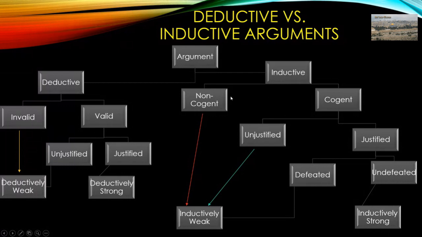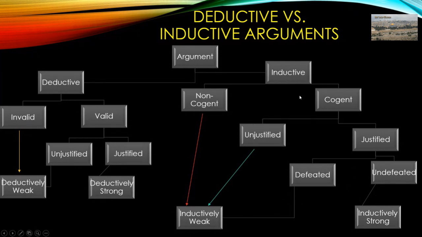Now, with inductive arguments, you have to ask, is the argument cogent or non-cogent? If it's non-cogent, it's automatically inductively weak. Now, if it's cogent, then you have to ask, are the premises justified or unjustified? If it's cogent but the premises are unjustified, it's automatically inductively weak. If it's non-cogent and the premises are unjustified, it's inductively weak. But if you get a cogent argument and it's justified, then you ask the third round of questions. Is the conclusion defeated or undefeated, or indefeasible? If it's defeated, then it's inductively weak. If it's undefeated, only that: a cogent, justified, undefeated argument is inductively strong.